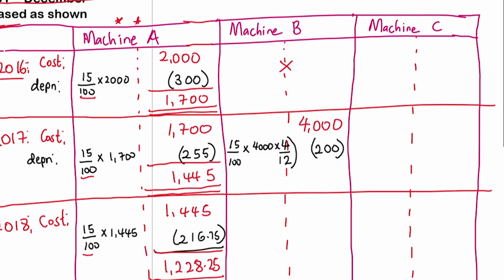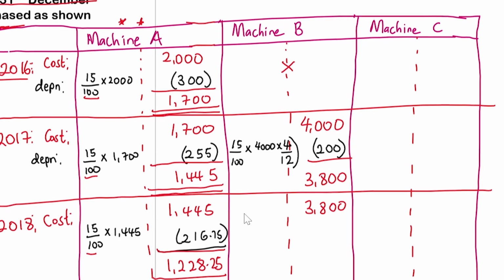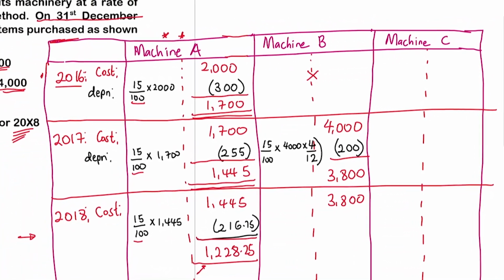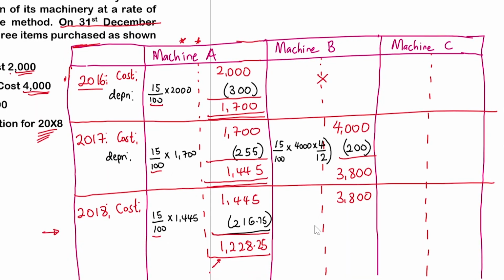So when we subtract that 200 right there, 4,000 minus the 200, we shall end up with 3,800. Okay, so that is it, 3,800. So then next year, that is 2018, its cost was 3,800. That is the cost at the beginning. Then its depreciation during the year. Of course, now in that year, it is there fully for the whole year.